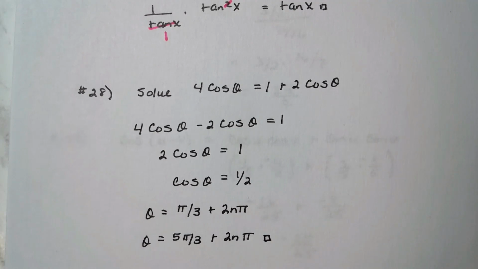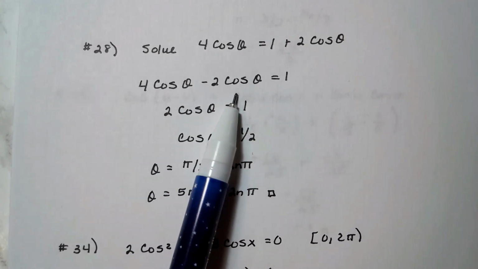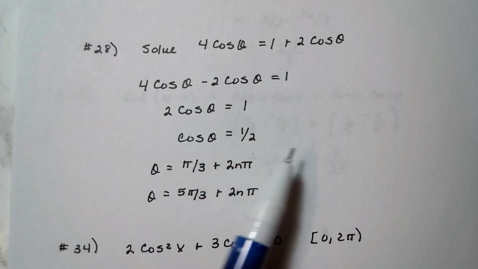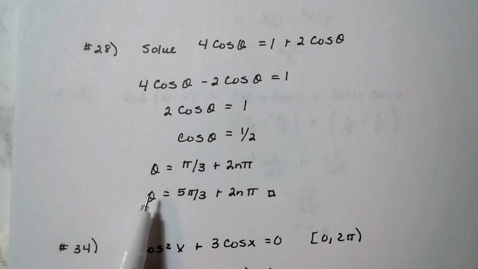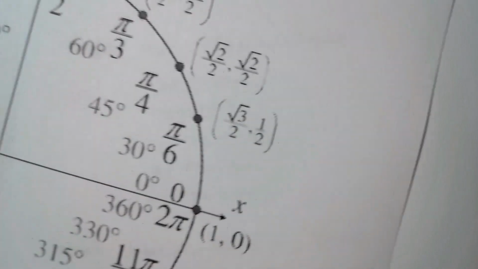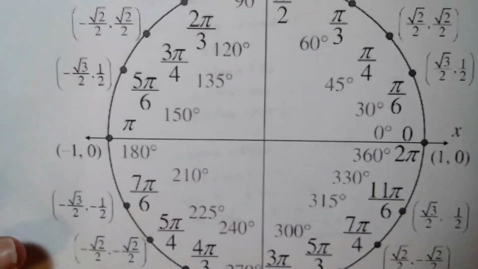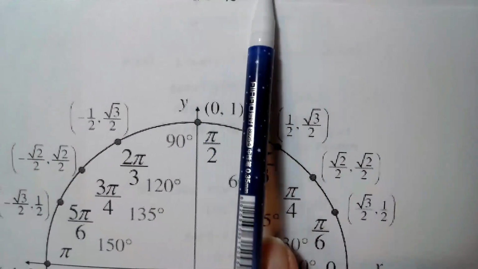And now I have to remember from my unit circle, when is the cosine equal to 1/2? In number 28, let me just double check, an interval was not given. So what that means is, because I'm dealing with a cosine, I know the period is 2 pi, right? So there are going to be infinitely many coterminal angles that are solutions to this. If I look back at my unit circle, which I printed from online, this thing's pretty busy, but anyway, I want to know when the cosine is 1/2.